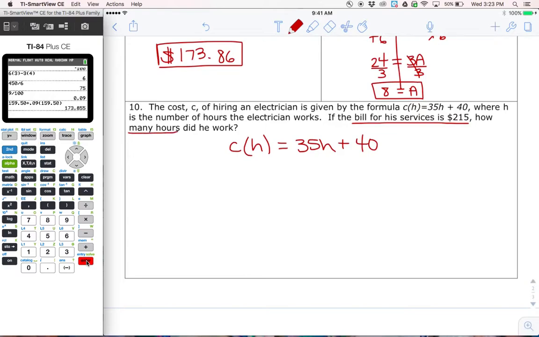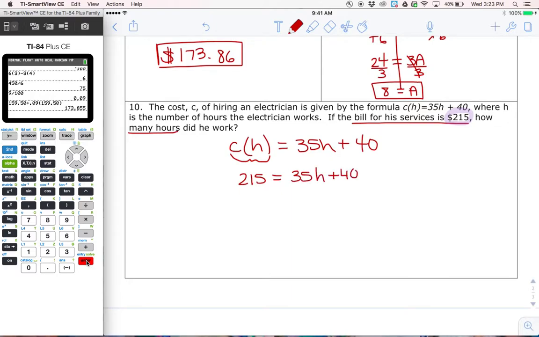How many hours? So we don't know H. Well, what do we know? We know the total cost. Guys, this whole formula is telling us how to calculate the cost, right? So if we're being asked to find the hours, then we must know the total cost. So this 215 is what we use for the total cost, right? It's not just notation right now. We know the total cost is $215. So we're going to plug it in and find H.